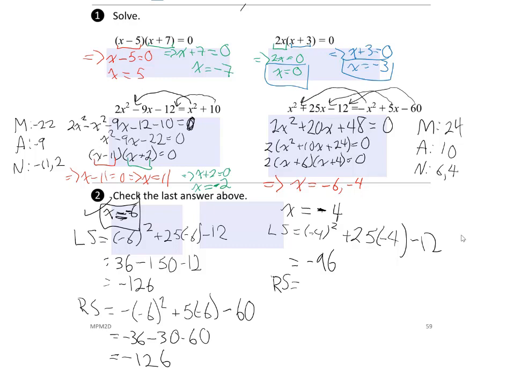On our right side, we have negative x squared, so it'd be negative 4 squared plus 5 times negative 4 minus 60, which just means that this is just negative 96. All right, we are done. Left side equals right side. We can check off our solution here. And that's how you check your solutions.